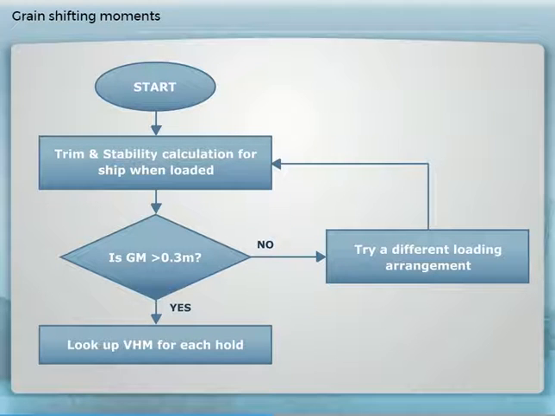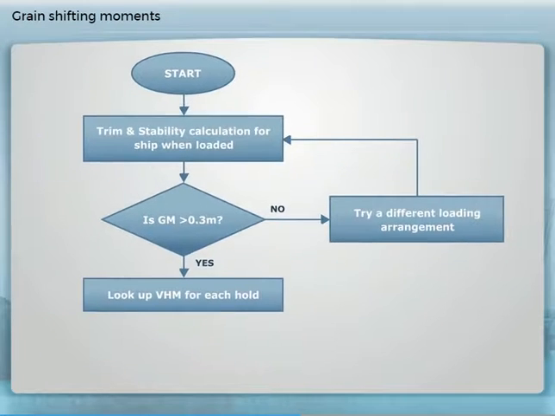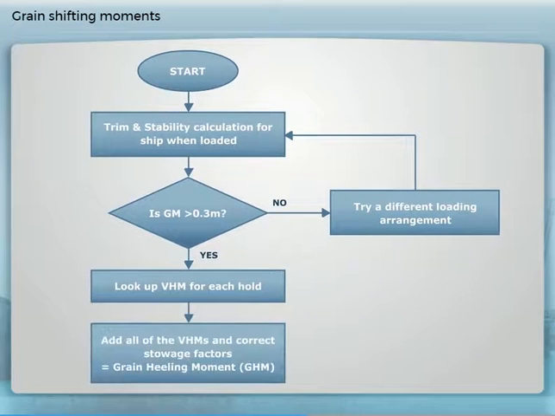VHMs, sometimes called mean shifting moments, are tabulated for each hold over a full range of filling levels. The values are based on an assumed surface grain shift of 15 degrees for a full compartment and 25 degrees for a partially full compartment. The VHMs for all loaded holds are added together, then corrected for the stowage factor to give the actual corrected grain heeling moment.